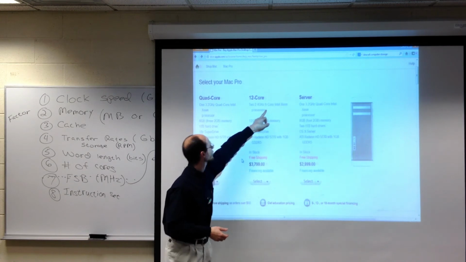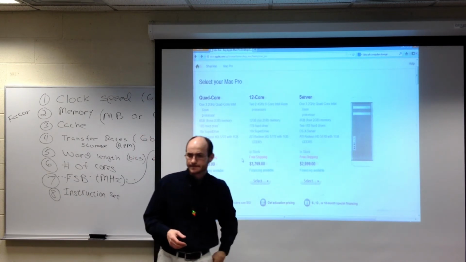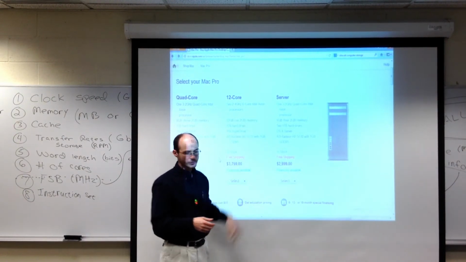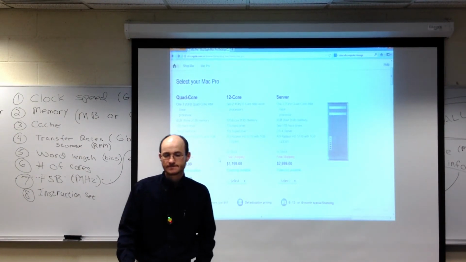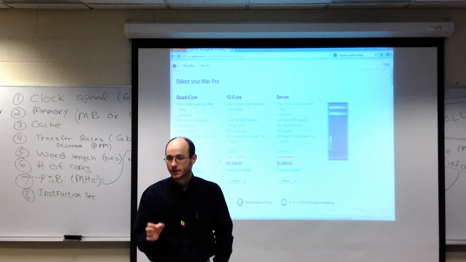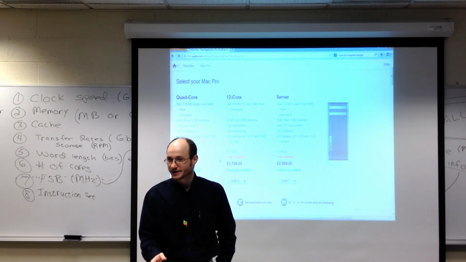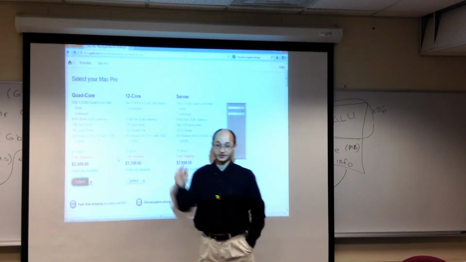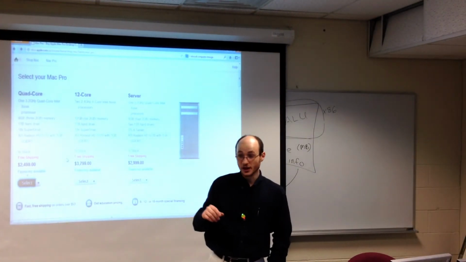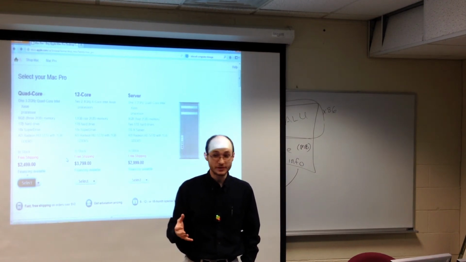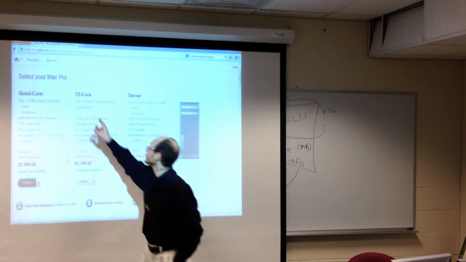But this is 6 cores, and that's 4 cores. Just looking at the number of cores, which one do you think is going to be better? 6 cores. Dependent on what? Large amounts of data, correct? Because if you're doing simple text stuff, you're not going to notice a difference between these two. But if you're dealing with 18 megapixel camera pictures or high definition movies, then you're going to notice the difference here.